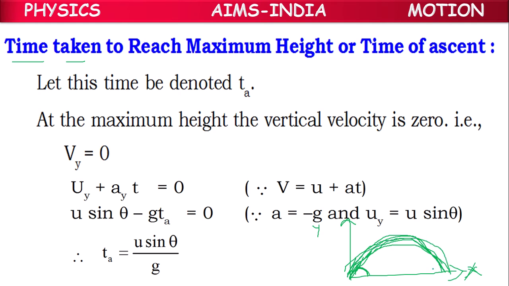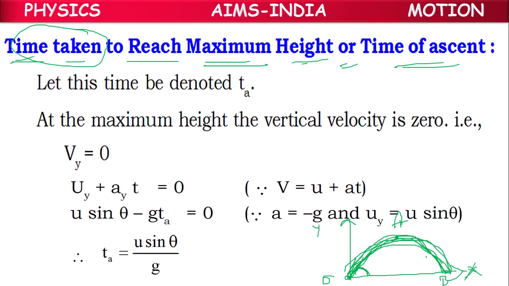In this oblique projection, now we are going to find out time taken to reach the maximum height, or time of ascent. Means in this total journey, point O is the point of projection. Point A is the maximum height reached by the body. Point B is the point of coming back to the ground.